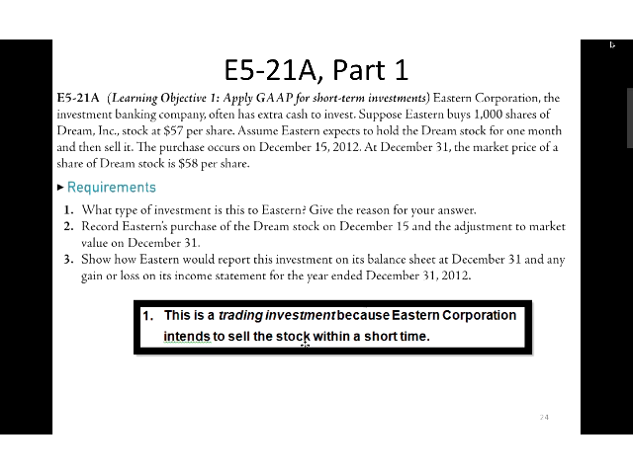Okay, what type of investment is this to Eastern? This is a trading investment. Trading investments are those that we intend to sell within a short time.